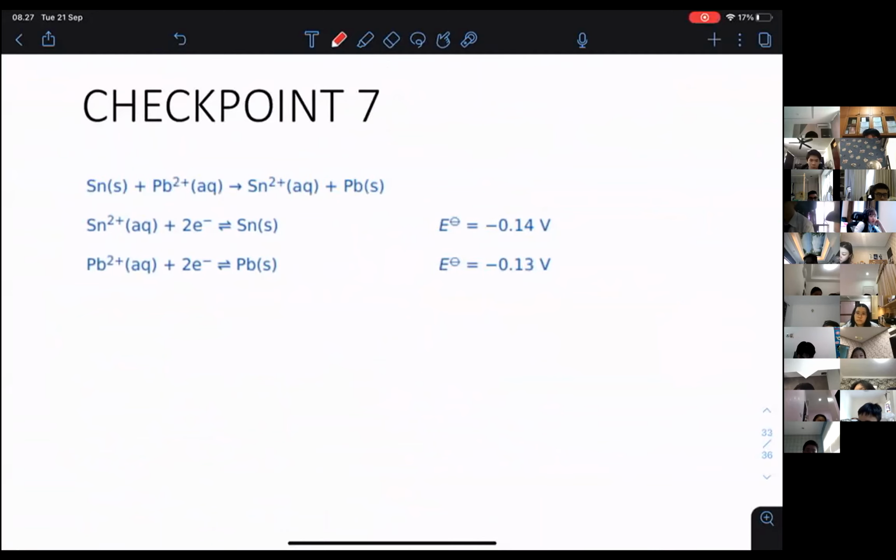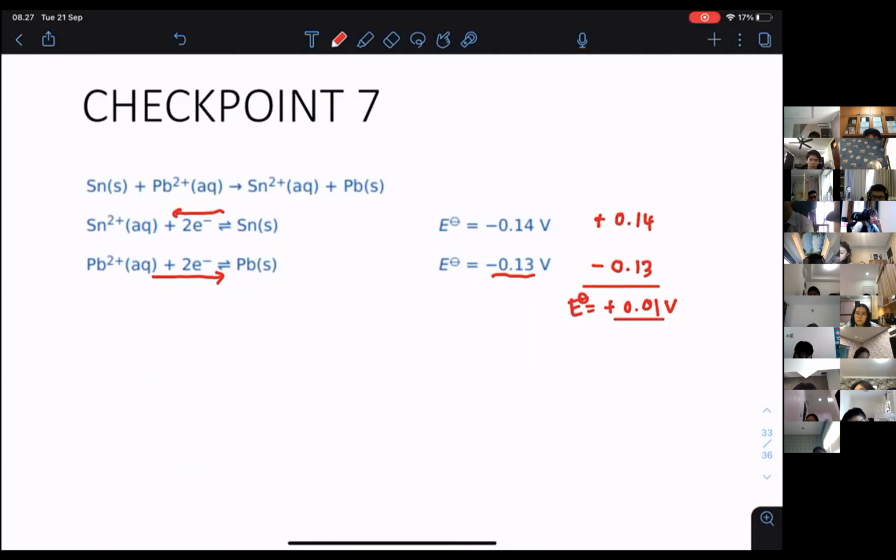So if I combine them, you see negative 0.14, negative 0.13. This is more positive, so this will go here. If I try to reduce my work, negative 0.13, this one will go the other way around. So this one is going to be positive 0.14. What I will get is positive 0.01. It's positive. So if I want to predict without calculating, it's feasible. I think everyone should know if the E value is positive, then it's going to be feasible.